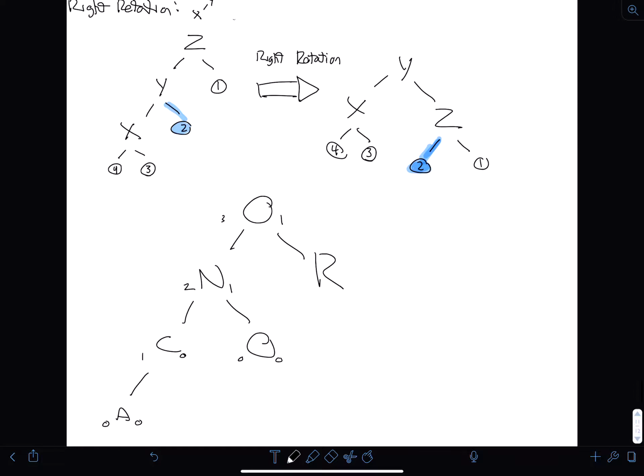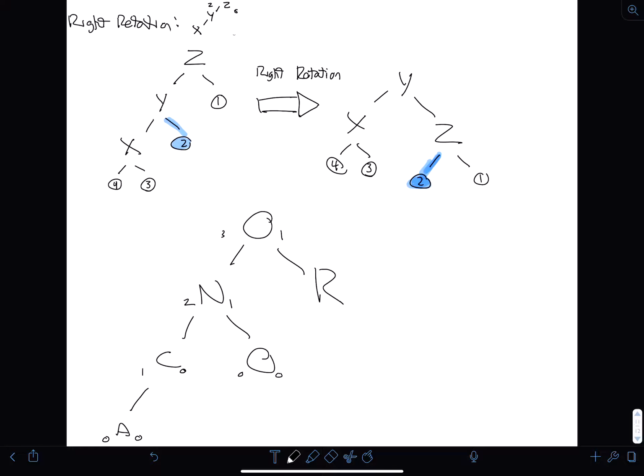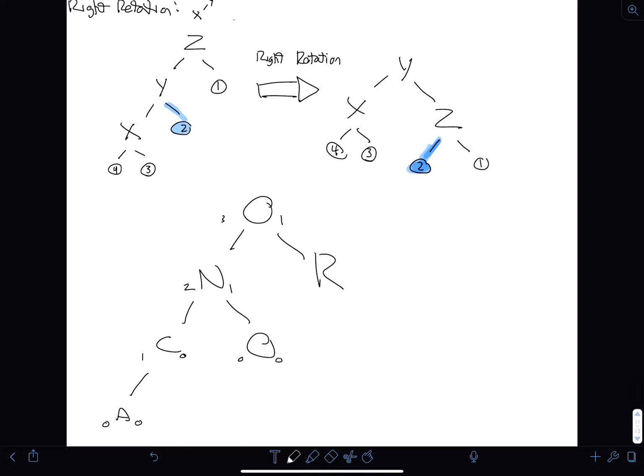Okay, so let's identify. Z is our O, Y is the N, and X is the C, okay? So that means that the N is going to be the new root. What's going to be the X? We said is the C. And then the O is the Z, right?